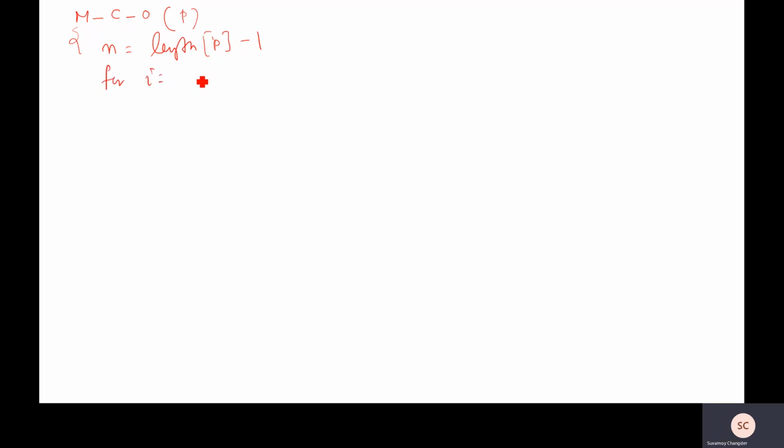For i equals 1 to n, m[i,i] equals 0. We are considering the diagonal elements to be 0. Why? Later, when I give an example, you will be able to see why. Then, if we have 4 matrices, what will we do?